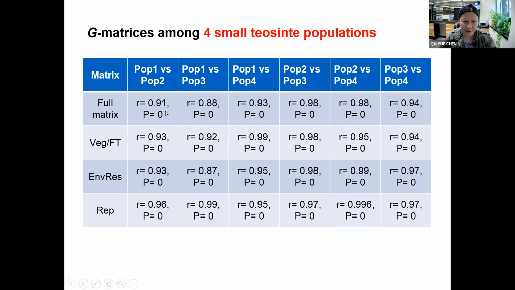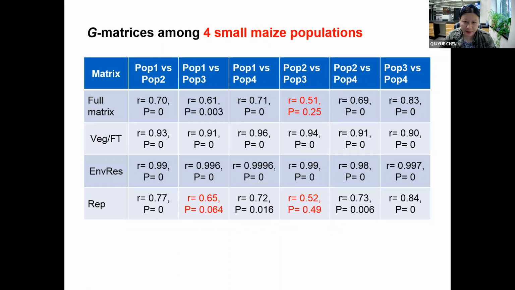And you can see for Teosinte, they are all significant. That means the geometrics or genetic correlation structures are very conserved among Teosinte populations, especially for reproductive traits. And among maize populations, with a few exceptions, the geometries look conserved.